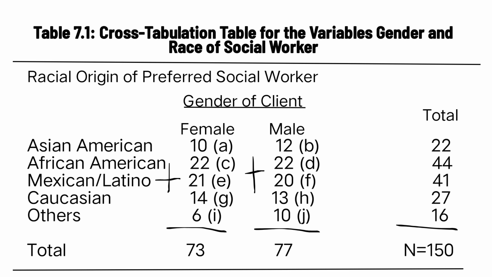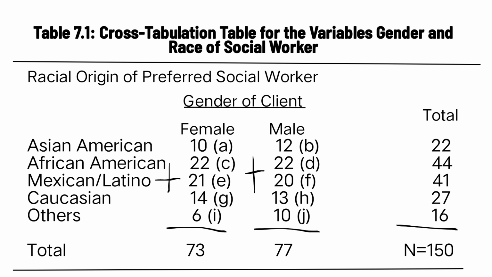Now the Mexican Latino, the gender of client female is 21, and the male was 20F, and the total of their client is 41. These are the counts of what gender of client the social worker preferred for each racial origin.